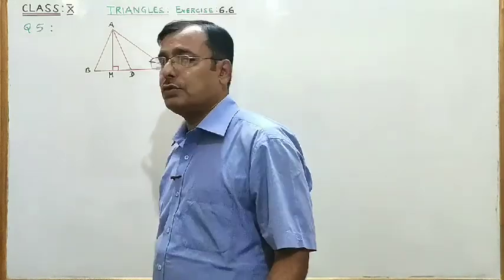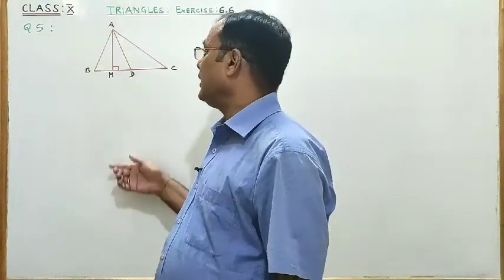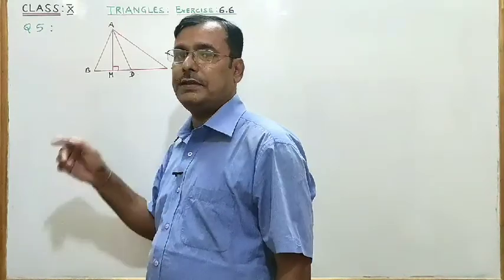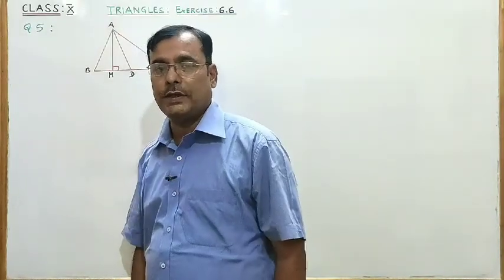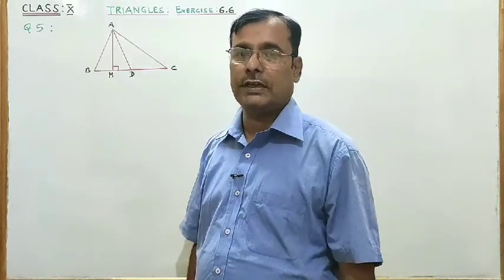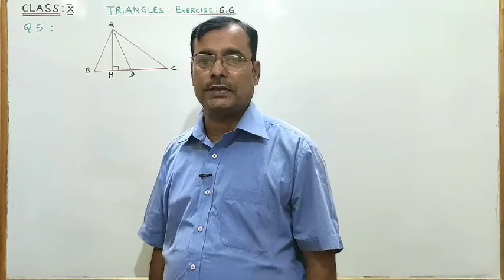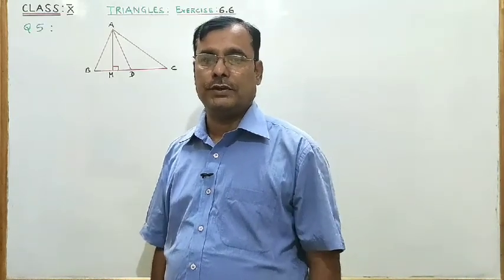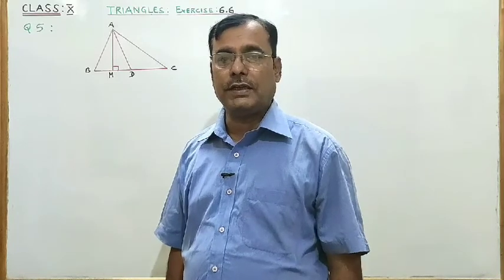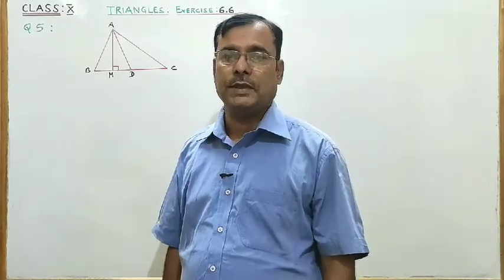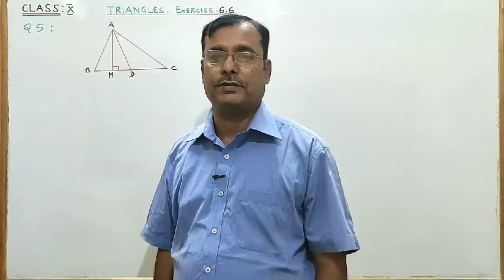Exercise 6.6 question number 5. Here in this given figure, AD is median of triangle ABC and AM is perpendicular to BC, and we have to prove that AC square is equal to AD square plus BC into DM plus BC by 2 whole square, and AB square is equal to AD square minus BC into DM plus BC by 2 whole square.